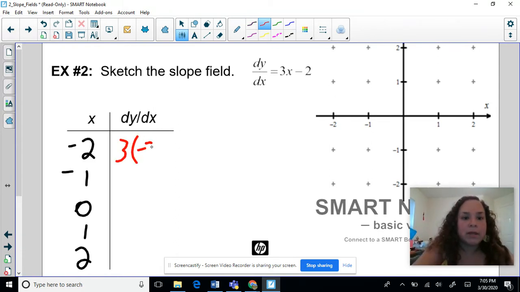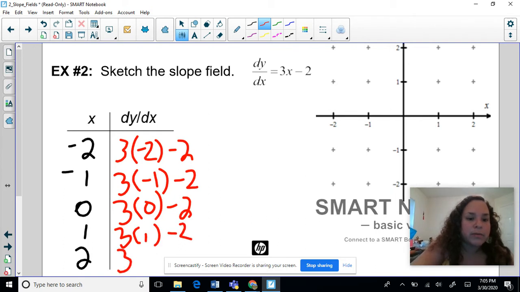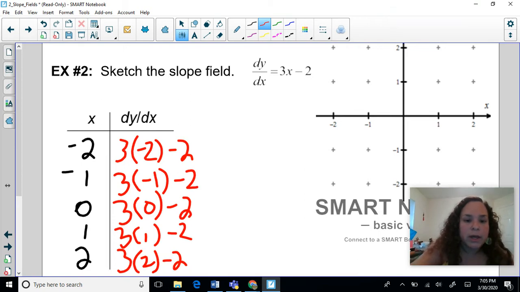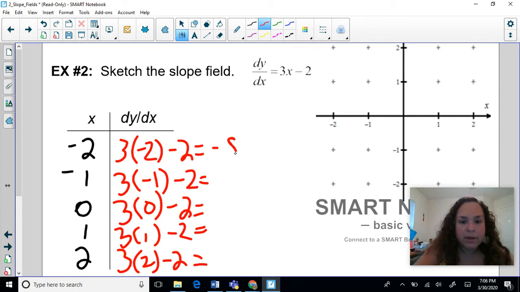3 times -2 minus 2, 3 times -1 minus 2, 3 times 0 minus 2, 3 times 1 minus 2, and 3 times 2 minus 2. And what you're going to end up doing is finding the derivative values for those x values, right? So 3 times -2 minus 2, that gives us -8. When we plug in -1, we get -3 minus 2, which is -5.